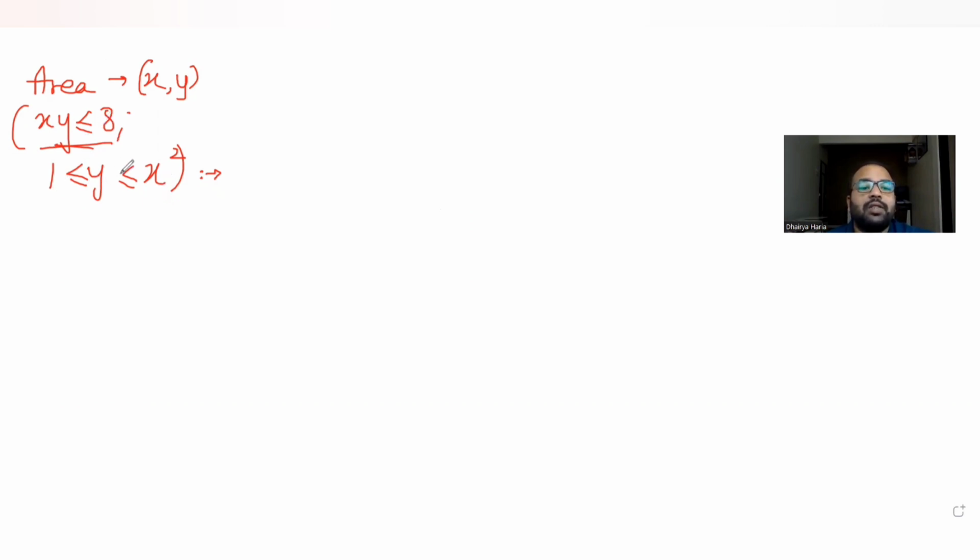First of all, let's understand the two regions and plot the graph, and then we will start with the solution of this question. If you see x into y less than or equal to 8, it is of the form x into y equals a squared, which is our rectangular hyperbola. So this will look like a rectangular hyperbola.